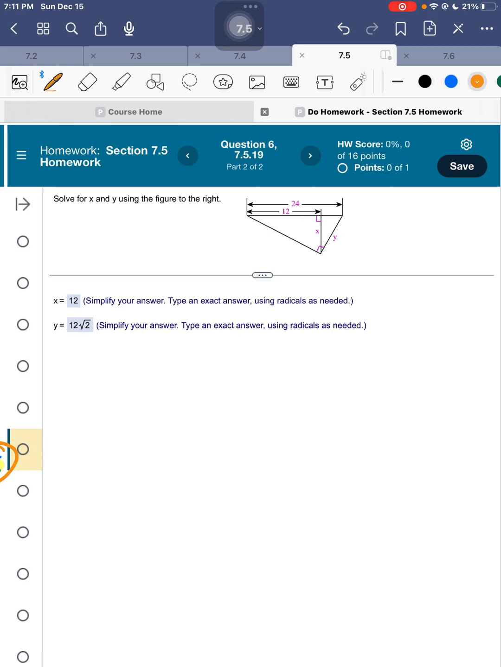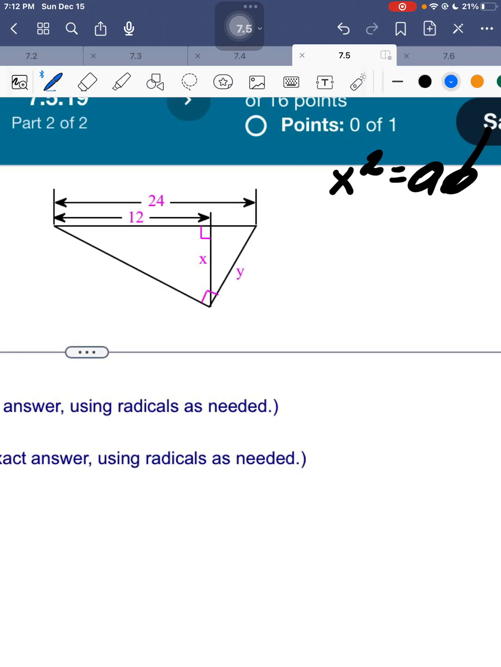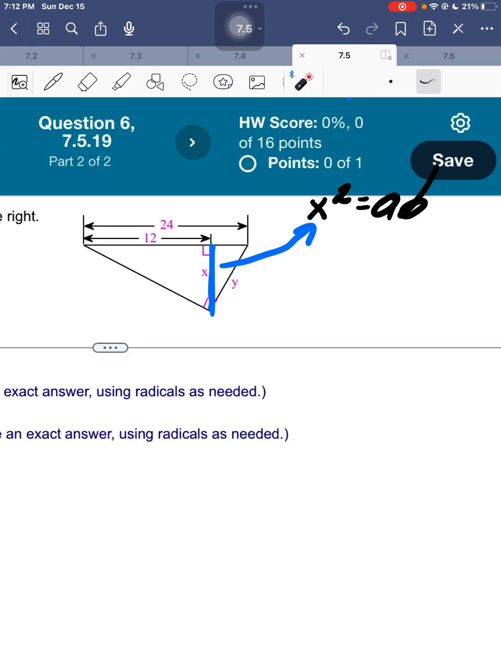So let's go here. Okay, so let's solve for x and y. Let's solve for x first, because we should already know the geometric mean is always x squared equals AB. Now, when your geometric mean is on your altitude right here, your geometric mean is still x, and your A and B are the separate segments of your hypotenuse. So this 12 and this little piece here. What's this little piece? Well, if the entire hypotenuse is 24 and this piece is 12, isn't this just going to be 24 minus 12? Yeah.